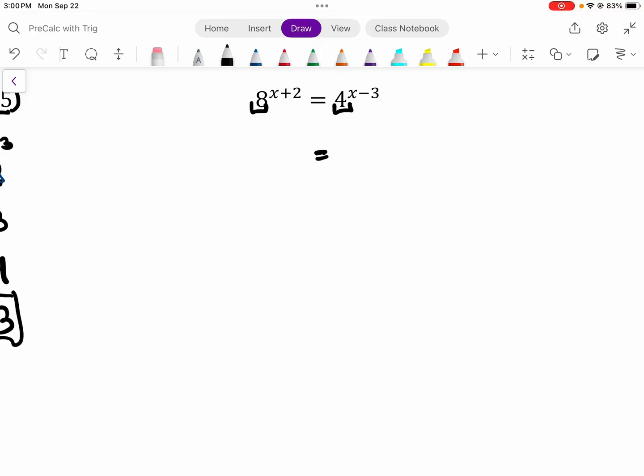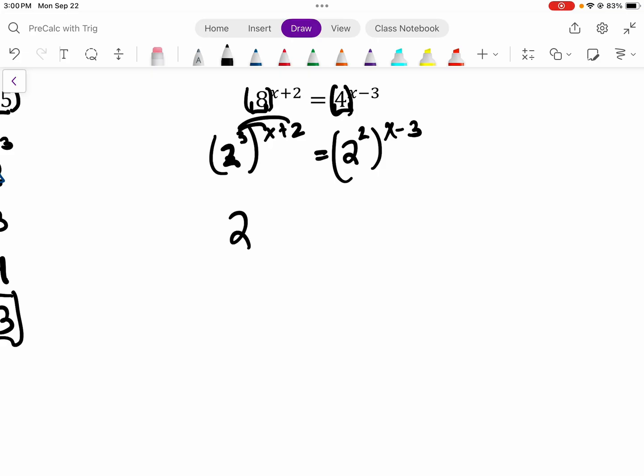So what we're going to try to do is change both of the bases. So 4, I can rewrite as 2 squared, and then we still have the x minus 3 on the outside. And then 8, I could rewrite as 2 to the power of 3. 2 times 2 times 2 is 8. And I still have that on the outside. Now there's a little bit of simplification that we've got to do. We do have a 3, so we're going to distribute that. So we're left with 2 to the power of 3x plus 6. And then we're going to distribute that, which gives us 2 to the power of 2x minus 6.